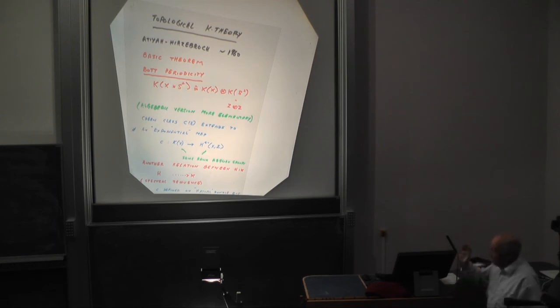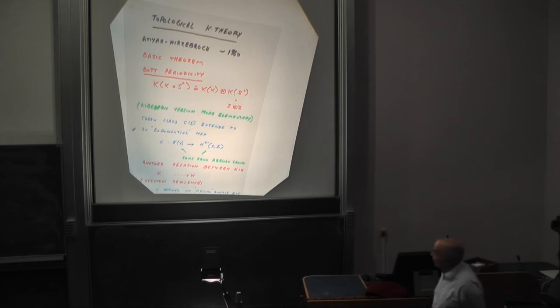By the way, these groups K of X, I should remind you, are commutative rings. They have an addition under addition of vector bundles. They have a multiplication under tensor product, and the ring structure is a very important part of the theory. It's very similar to cohomology ring structure.